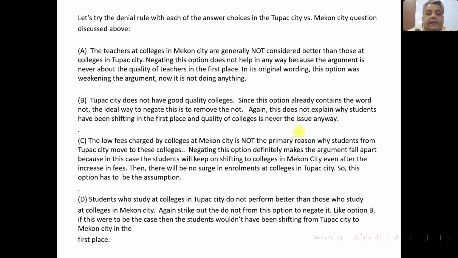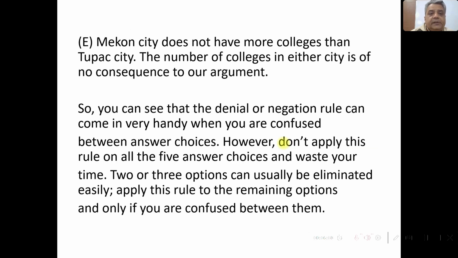D, students who study at colleges in Tupac City do not perform better than those who study at colleges in Macon City. Again, strike out the "do not" from this option to negate it. Like option B, if this were to be the case, then the students wouldn't have been shifting from Tupac City to Macon City in the first place. Option E, Macon City does not have more colleges than Tupac City. The number of colleges in either city is of no consequence to our argument.